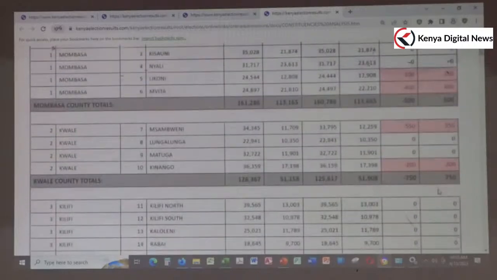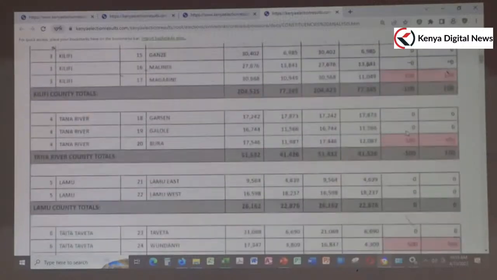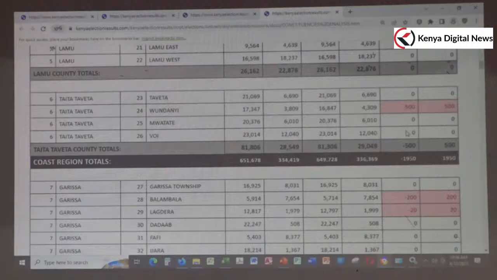Then when you come to the others in Kwale, only 2 were affected. And here we have the figures as you can see. So this is what happened in Kilifi, only one station. I mean one constituency and one station. Now, I want to take you to the regional values, because it will be faster to look at them in regional formats than in county formats.